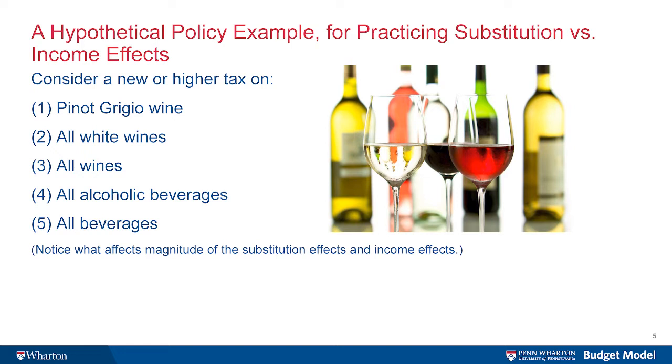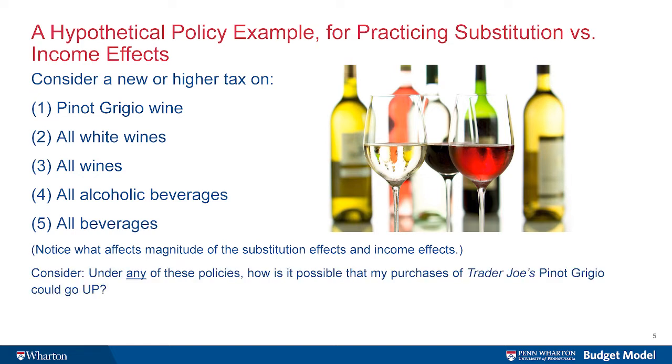And to talk about how income and substitution effects can go in opposite directions, I have this little puzzle: under any of these policies, how is it possible that my own purchases of Trader Joe's Pinot Grigio could actually go up? The first thing you have to know about this puzzle is that Trader Joe's wine, if you don't already know, is very inexpensive. I think I can buy a bottle for like $3.99.